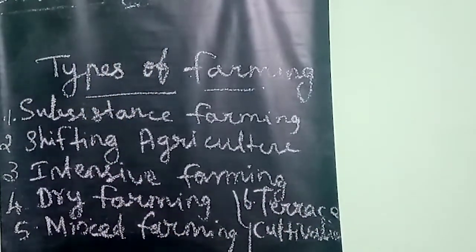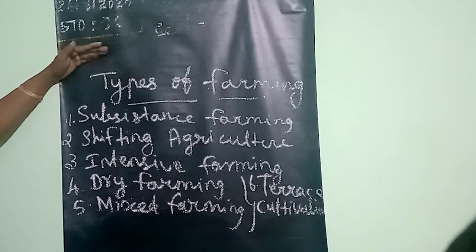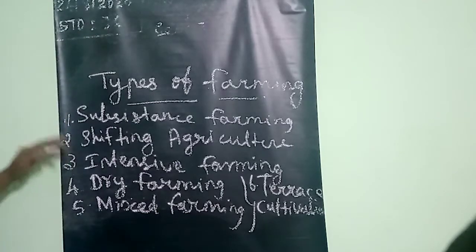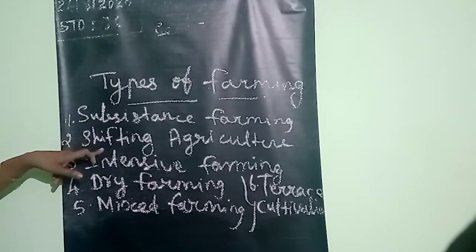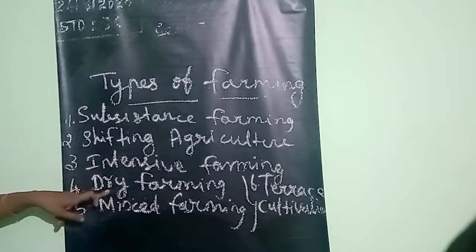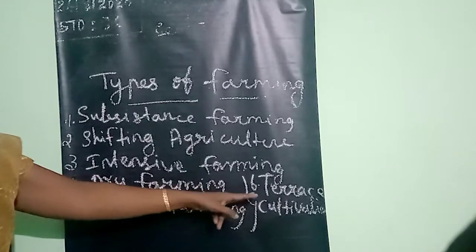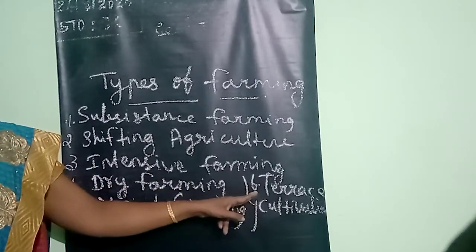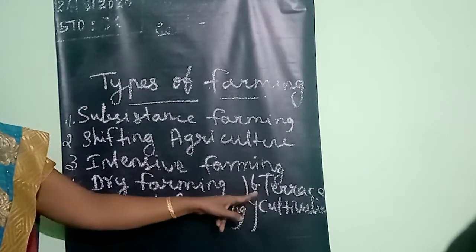Now listen here. Next I am going to explain types of farming. In India, six types of farming are practiced. The first one is subsistence farming, the second is shifting agriculture, the third is intensive farming, the fourth is dry farming, the fifth is mixed farming, and the last one is terrace cultivation. Now I am going to explain one by one.